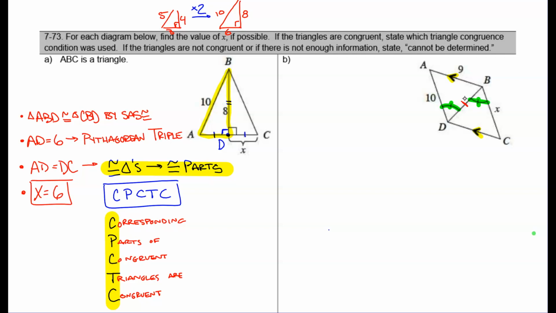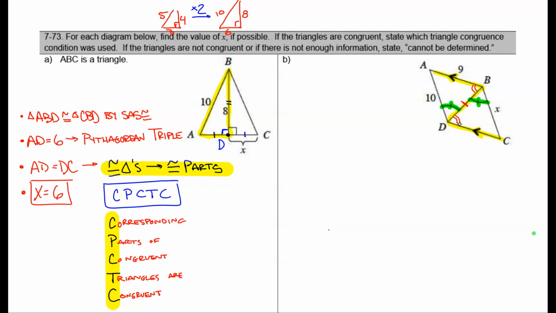So that's a shared side there. Because of that parallelism, we also have a pair of alternate interior angles. There's the Z shape for you. And from that we can add that angle ABD is congruent to angle CDB, because alternate interior angles are congruent.